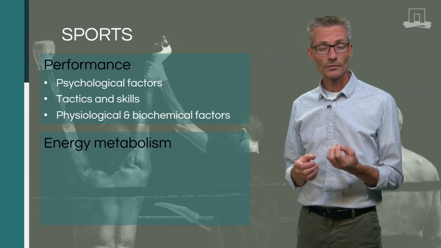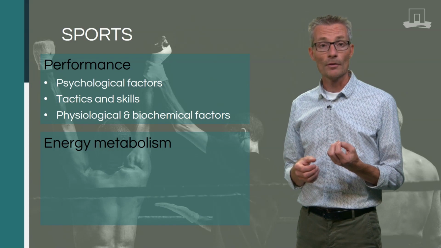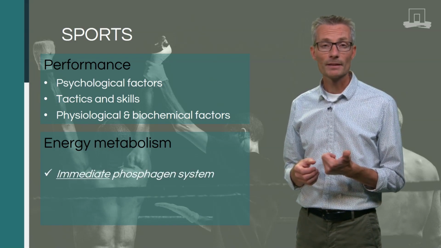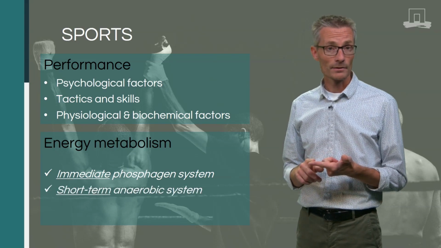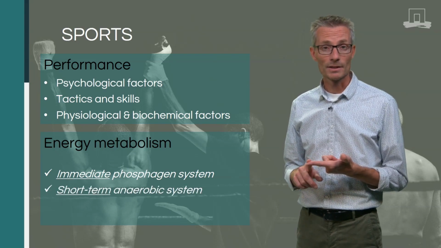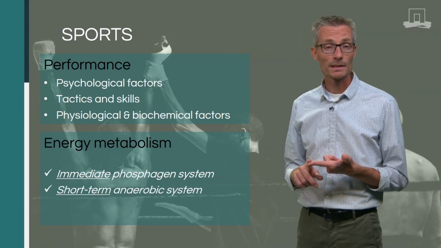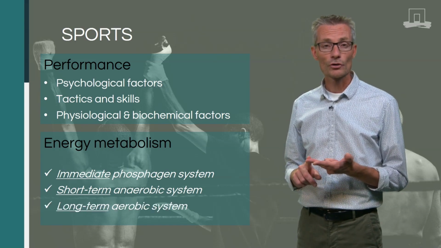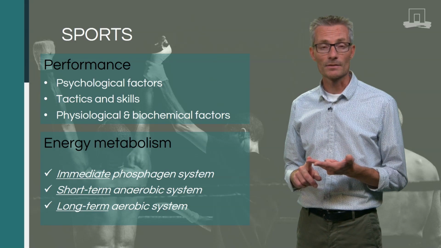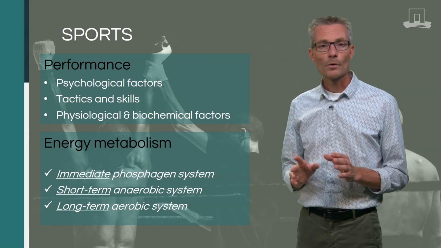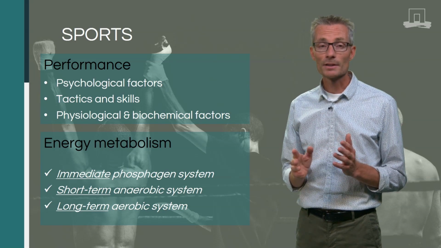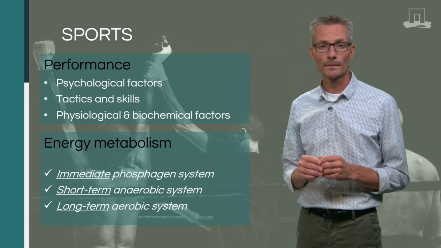Our body has 3 different energy systems. First, the so-called phosphagen system, which is immediately available. Second, the short-term anaerobic energy system. Anaerobic means without the use of oxygen. And third, the long-term aerobic or oxidative energy system. For now, it's enough to remember the names of the 3 systems. I'll explain another time how they exactly work.